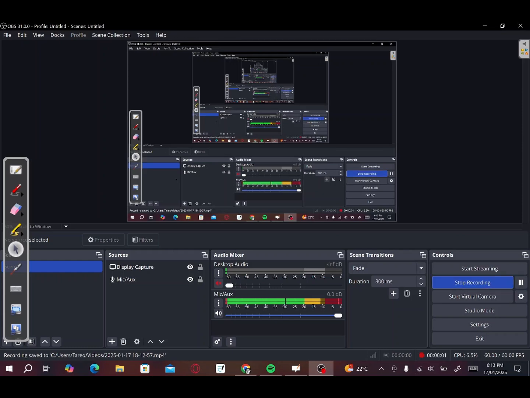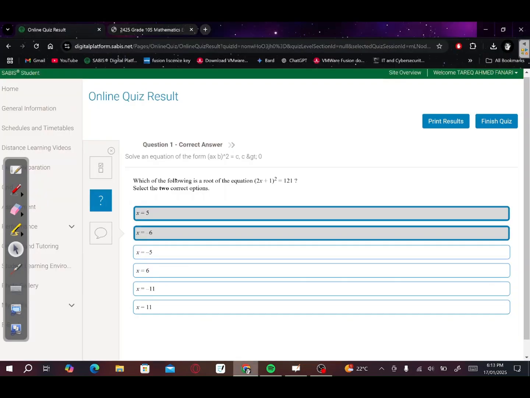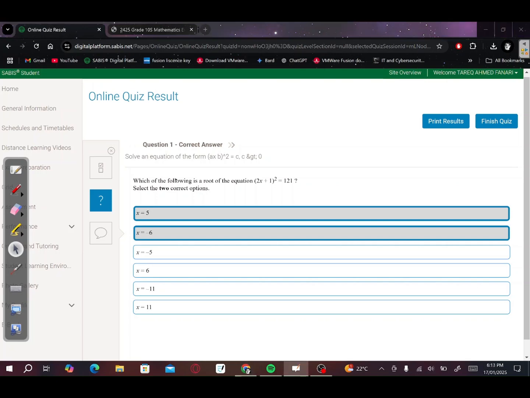Okay, so this is gonna be the week, not the week, sorry, the 3.1 course practice quiz. So we start with question 1. Which of the following are the roots of the equation (2x + 1) squared equals 121? Now, this basically means that (2x + 1) squared equals 121.